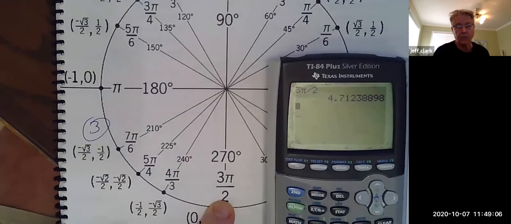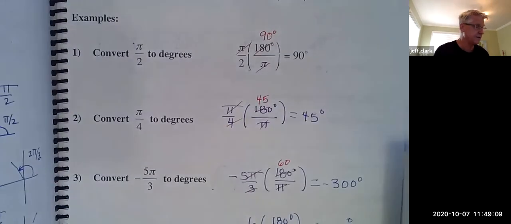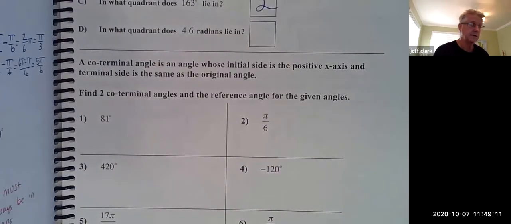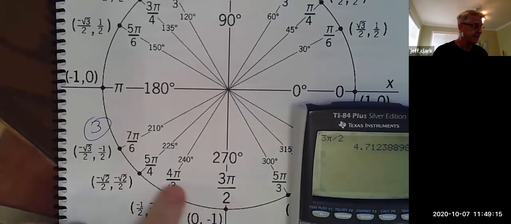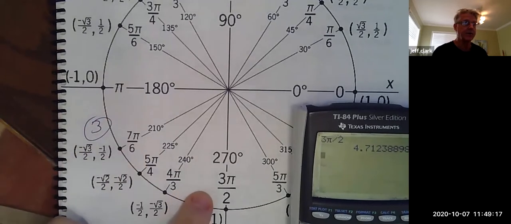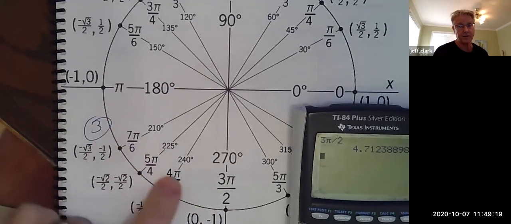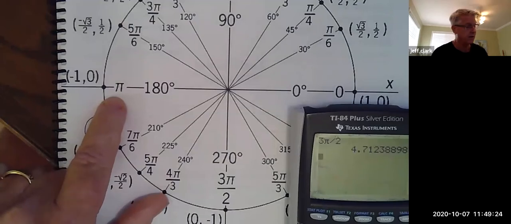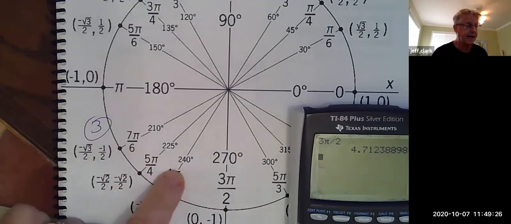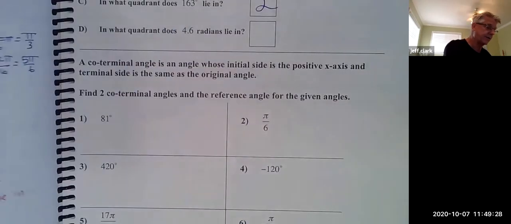4.7. Well, I wanted 4.6. Yeah, 4.6. Well, 4.7 is 3 pi over 2, so 4.6 is somewhere over here. So quadrant number 3. Well, what about pi? That's 3.14. So 4.6 has got to be over here. So quadrant number 3.